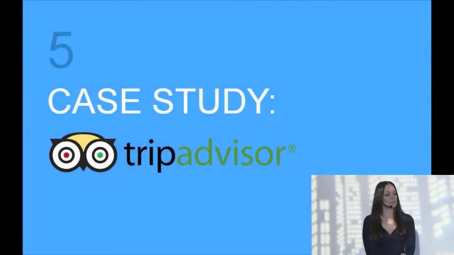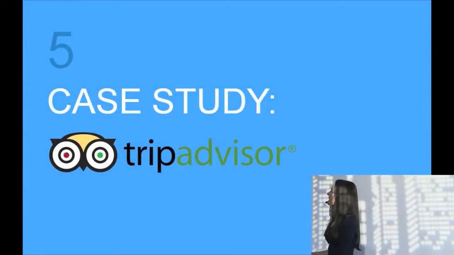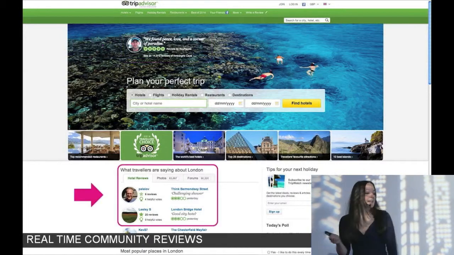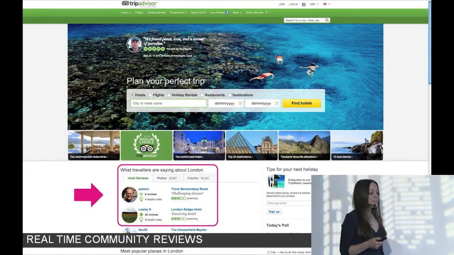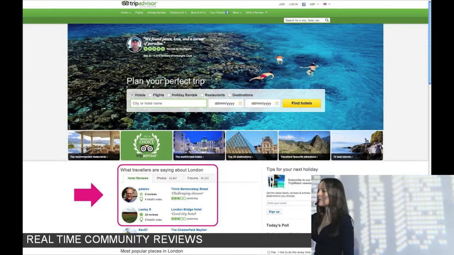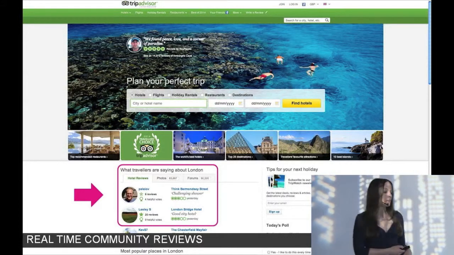Okay, case study, TripAdvisor. First of all, you've got a rating system. You can see at the front, it's a face. You're going to be scanning the faces anyway. Straight away, you can see that it's active community members, and it's what travelers are saying about London. Now, if you're on the site, you are a traveler, because my IP shows I'm in London, it's relevant to me. So it's reflecting my needs.